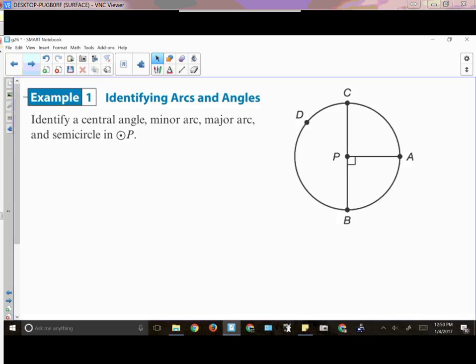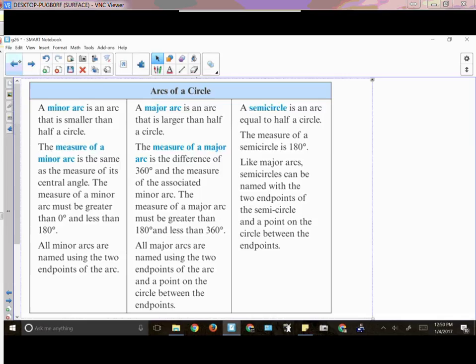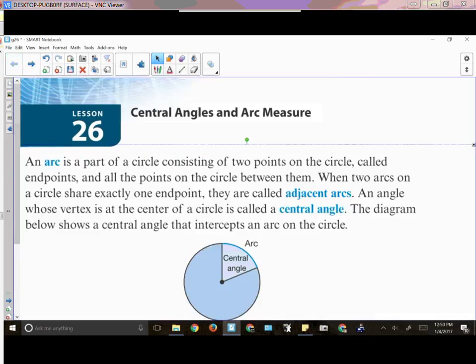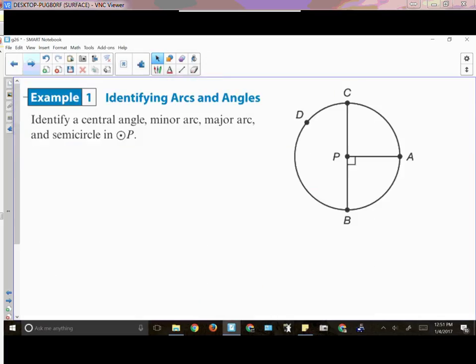So, if I want to take care of some central arcs, okay? Now, what does it mean by a central arc again? Okay, let's go back to it here. An angle whose vertex is at the center of a circle is called a central angle. Okay? The diagram shows, so that means that that's a central angle. So, if I want to identify a central angle, how many central angles do you actually see?